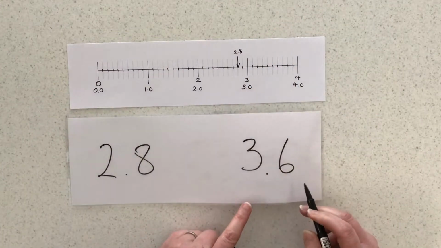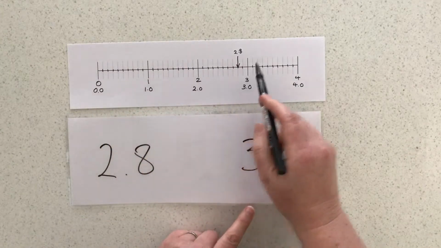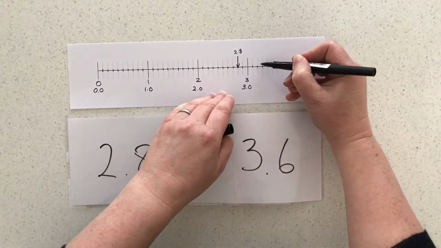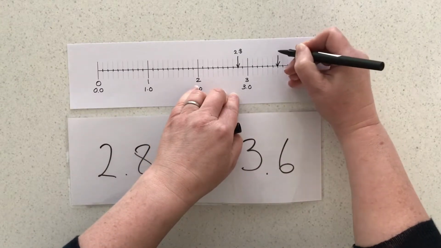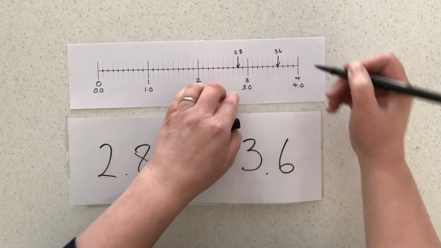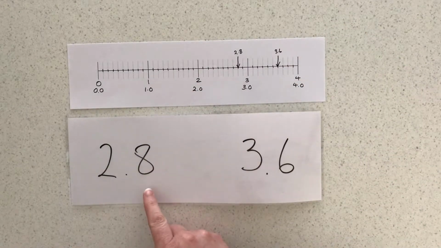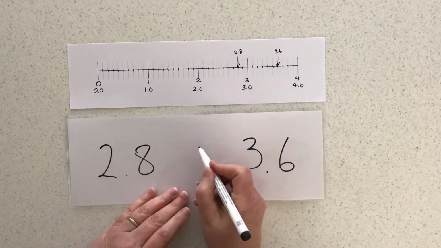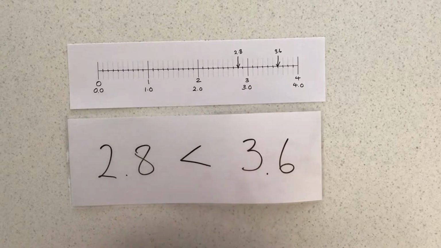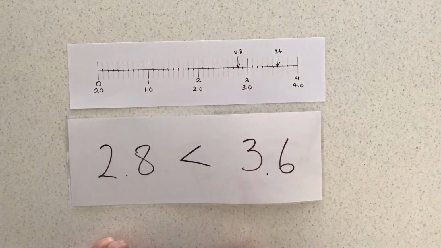We can show 3.6 on our number line. 1, 2, 3 wholes, and 1, 2, 3, 4, 5, 6 tenths. 2.8 is less than 3.6. We know this because 2.8 is closer to 0 on the number line.